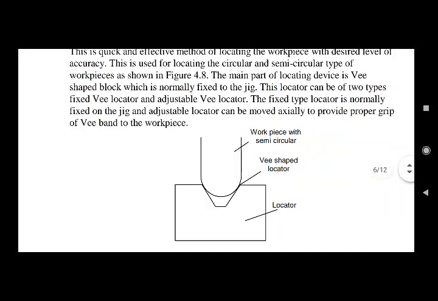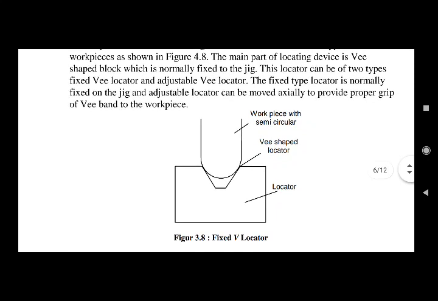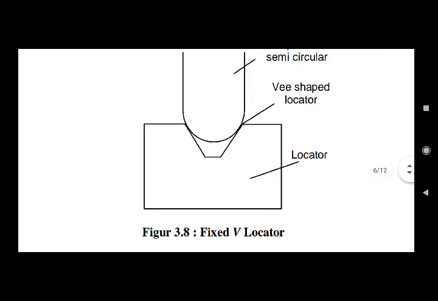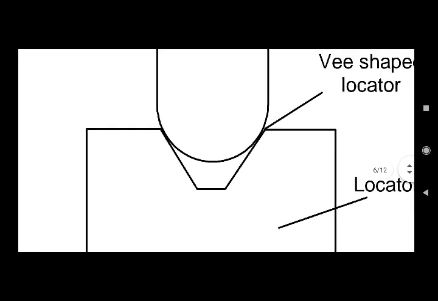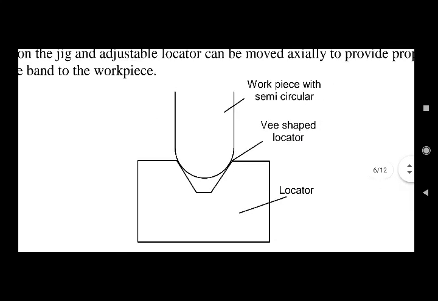The main part of the locating device is a V-shaped block which is normally fixed to the jig. This locator can be of two types: fixed V-locator and adjustable V-locator. The fixed type locator is normally fixed on the jig, and the adjustable locator can be moved axially to provide proper grip of the V-block to the workpiece. That means this V-block can be adjusted according to our dimensions.